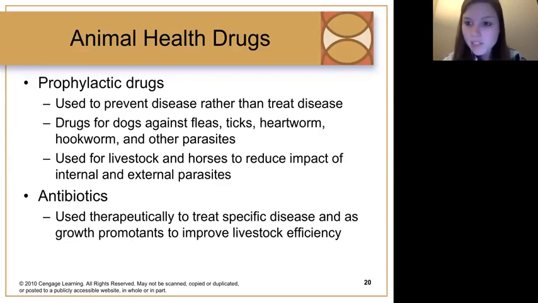And then antibiotics, of course, are used therapeutically to treat specific disease and as growth promotants to improve livestock efficiency. Remember, that is what they were used for in the past, and some of those antibiotics, not all of them, have already been removed for use as growth promotants in livestock. If you think back to when we talked about the veterinary feed directive, the goal is to only have to use antibiotics when an animal is sick. So that's basically where the industry is going.